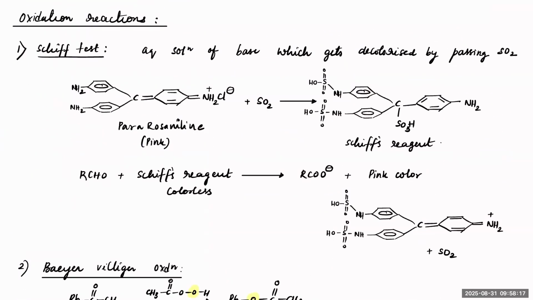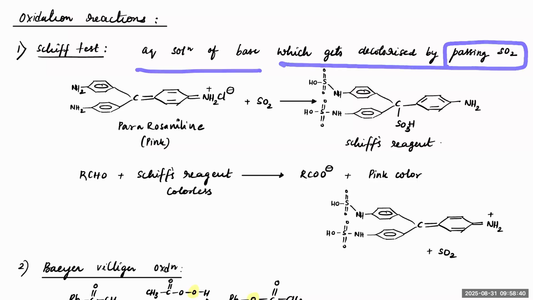Okay. Now let us talk about the oxidation reactions. There are mainly four types of reactions which will oxidize the aldehydes into acids. The first one is Schiff test. Schiff test, sorry, not base, Schiff test. Schiff reagent is an aqueous solution of a base which gets decolorized by passing SO2.